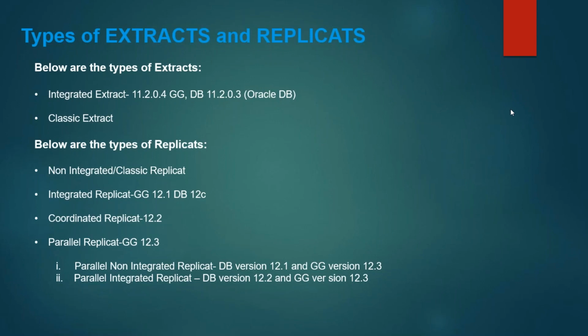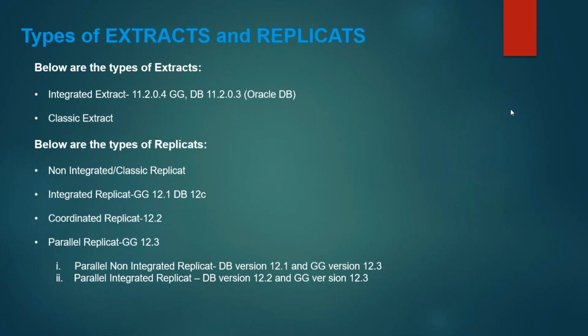So what are the different types of extracts and replicats available in Oracle Goldengate? What is extract and what is replicat, first of all? Extract is a process which extracts the changes from the source database. Replicat is a process which applies the changes to the target database. We'll be discussing architecture, but just to give you a brief overview, extract runs on the source database, replicat process runs on the target database.